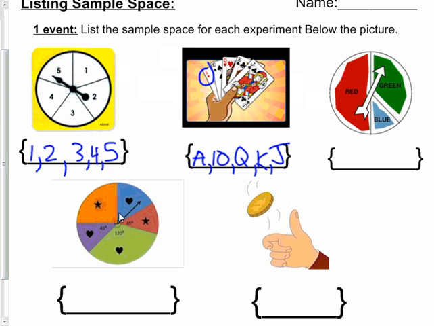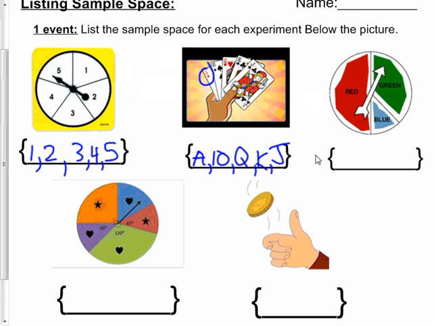For the next 3, I would like you to go ahead and pause the video. I would like you to try. List the sample space below each of the following pictures. The spinner right here, this spinner, and our coin. Go ahead and pause and then restart to check your answers.